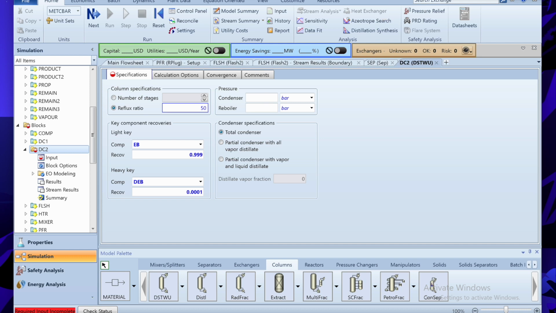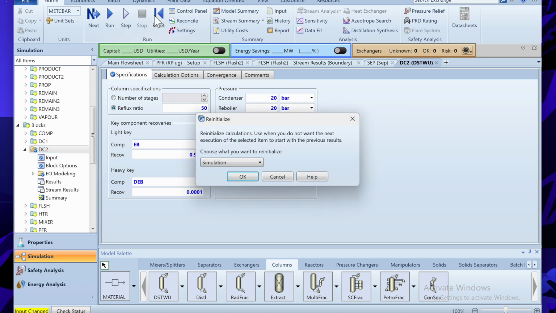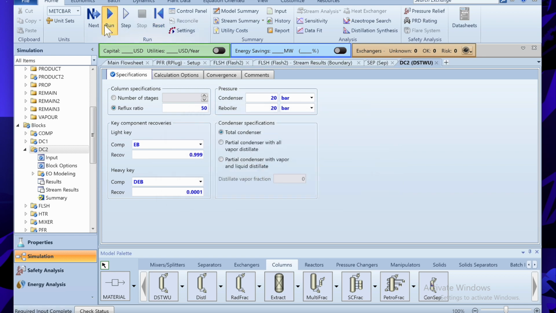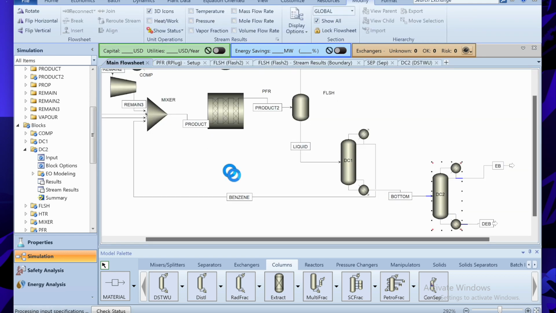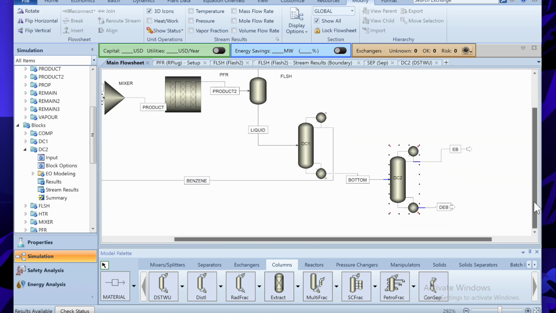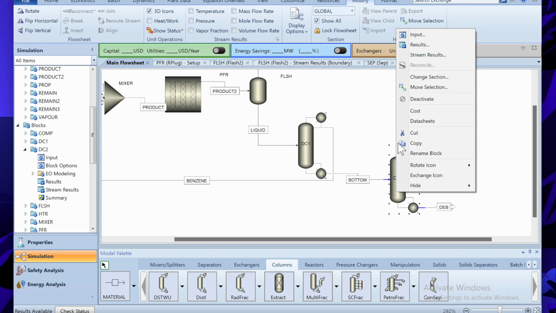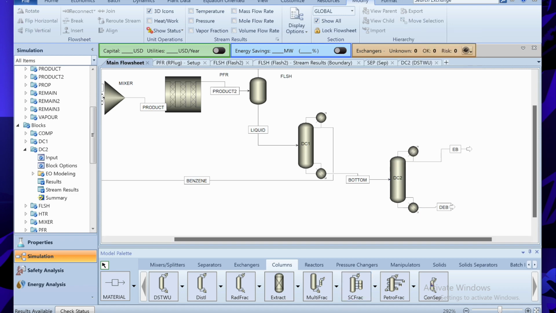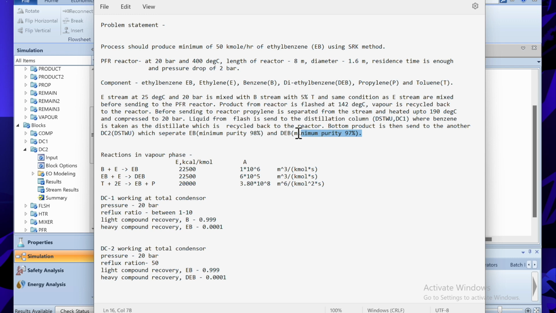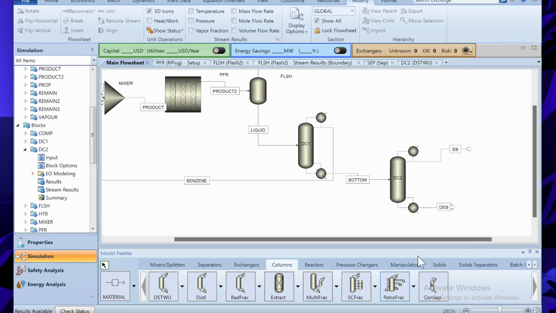Then this is 20, this is 20. Let's see if our simulation is working or not. So results are available, as you can see. Now let's check the results. Before that, what the question is asking: the minimum purity of EB and DEB is 98% and 97%. Okay, then let's check it.